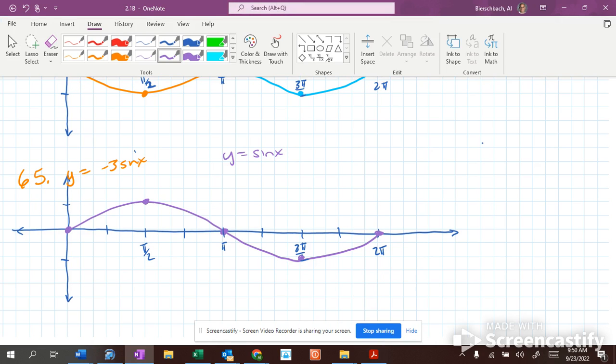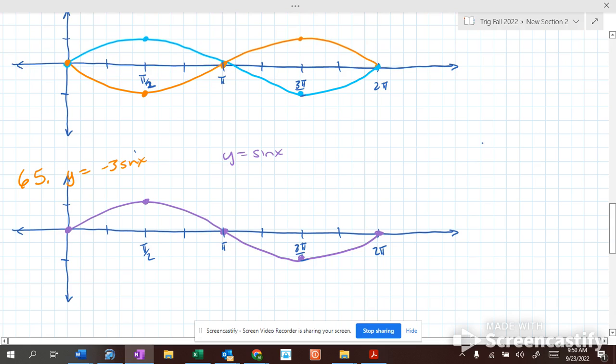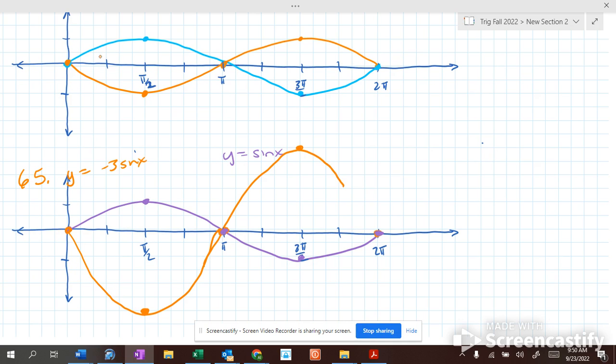Okay, so I need to multiply each of my y values by -3. Well, what's 0 times -3? 0. What's 1 times -3? -3, so -1, -2, -3 is way down here. 0 times -3 is 0. -1 times -3 is 3. 1, 2, 3. Then back to 0. So now it looks like some DNA that's had some issues.